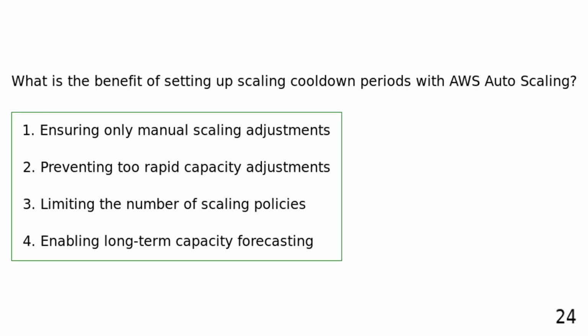What is the benefit of setting up scaling cooldown periods with AWS Auto Scaling? Ensuring only manual scaling adjustments. Preventing too rapid capacity adjustments. Limiting the number of scaling policies. Enabling long-term capacity forecasting.